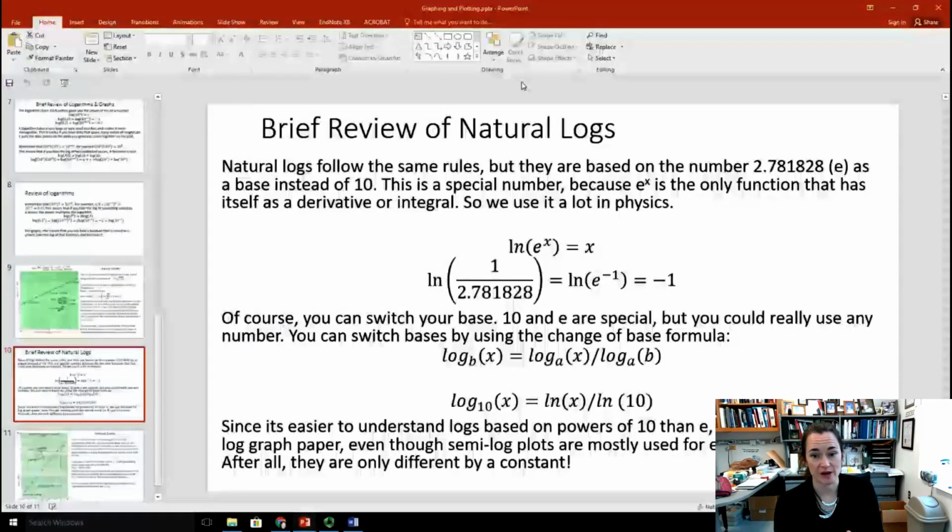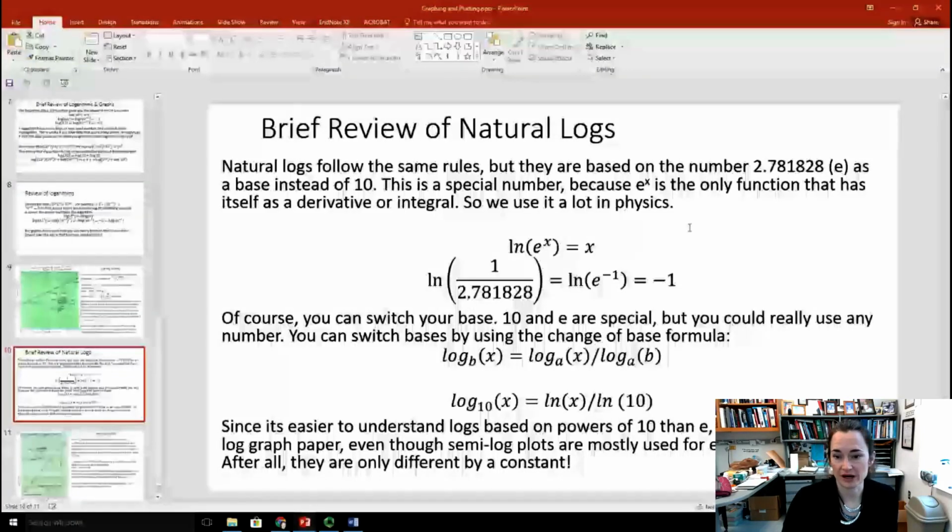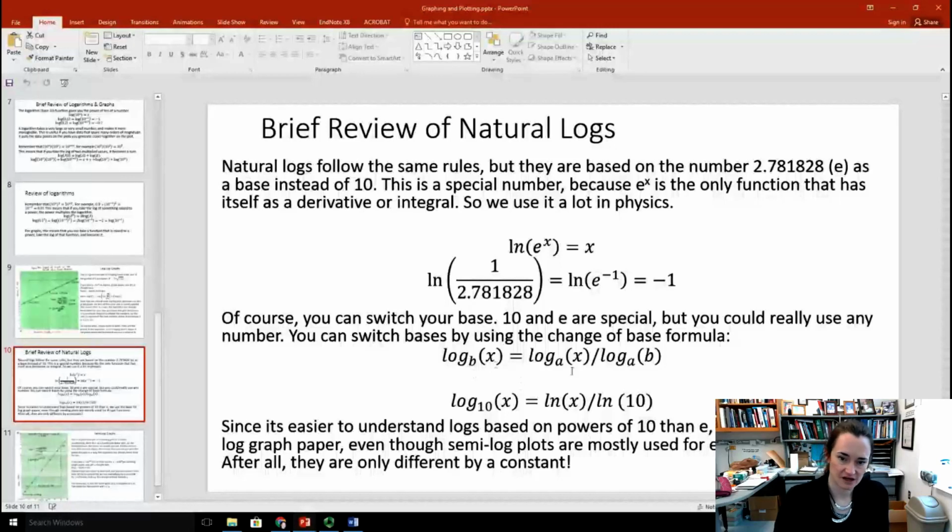Now of course you can switch your base. 10 and e are special, but you could really use any number to raise things to the power of. There's the rule right there for the change of base formula. The log base b of x is equal to the log base a of x divided by the log base a of b, and so on and so forth. So you can switch back and forth. If you need a refresher, there's plenty of resources on the internet that'll help you remember how to do that, or you can come see me in my office hours if you're super confused, okay?